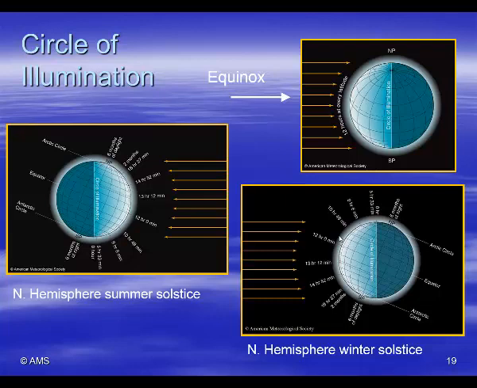So we see the summer solstice, we're tilted towards the sun. The winter solstice, we're tilted away from the sun. And during the equinox, the sun is hitting directly at the equator, and we're both getting equal amounts. The northern hemisphere and the southern hemisphere are getting equal amounts of sunlight, or equal intensity.